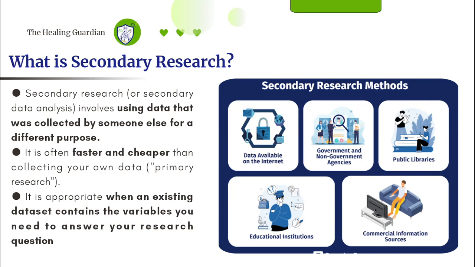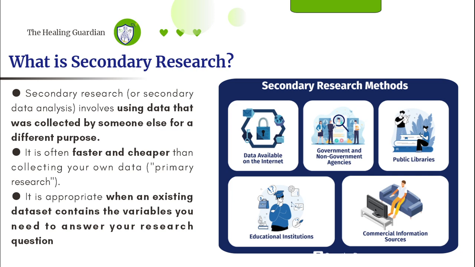When doing research, there are two types of research. We may do a primary research or a secondary research. In a secondary research, basically we are using existing data. You don't have to hassle to look for data. You use data that was collected by someone else for a different purpose. It is often faster and cheaper than collecting your own data. It is appropriate when an existing data set contains the variables you need to answer your research question, when what you are looking for is already available. Why would you look for another set of data?